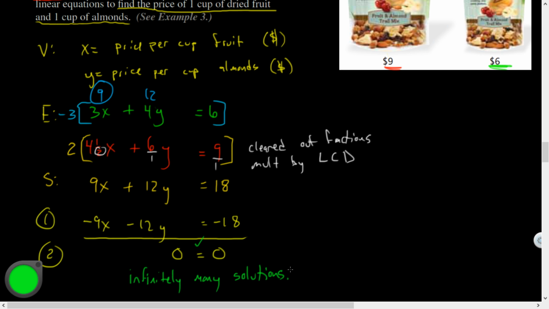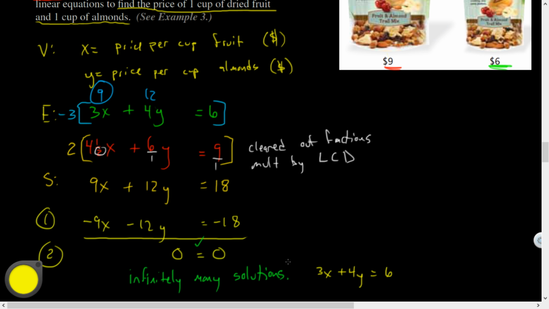Which is weird, right? I mean, what does that mean? Well, that means that I actually won't know the price per cup of fruit or almonds. If almonds was more expensive, then fruit would have been less expensive. Fruit could have been more expensive and almonds could have been less expensive. But there's actually an infinite number of ways that could have happened and have these end up still being those prices per bag. So when I say infinitely many solutions, what I'm claiming is that there are infinitely many solutions that make this equation true. All right, that make 3x plus 4y equals 6 true.